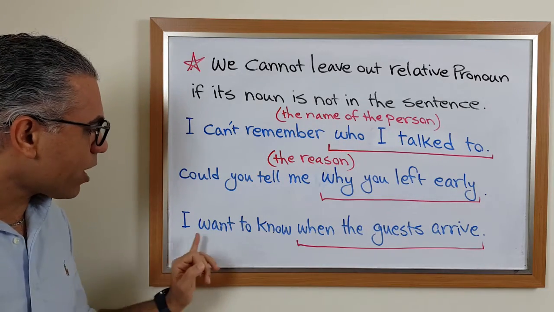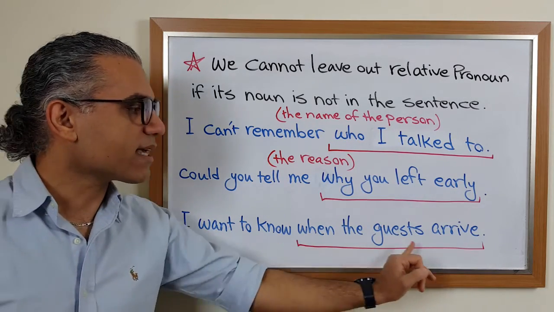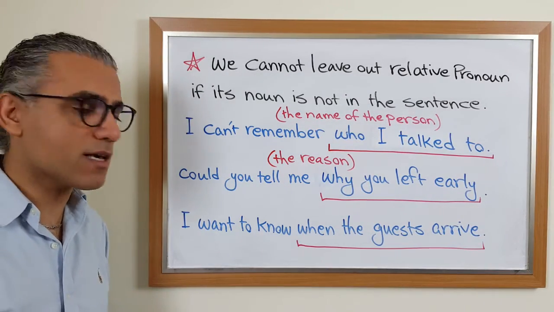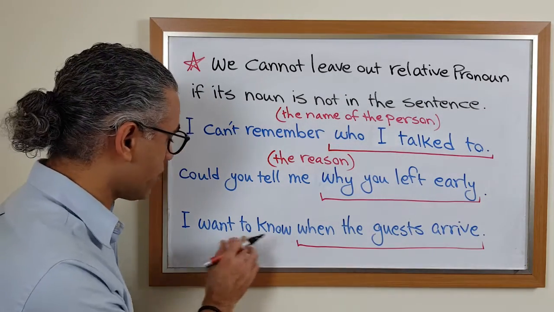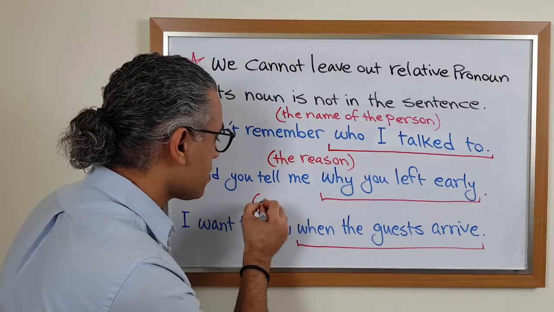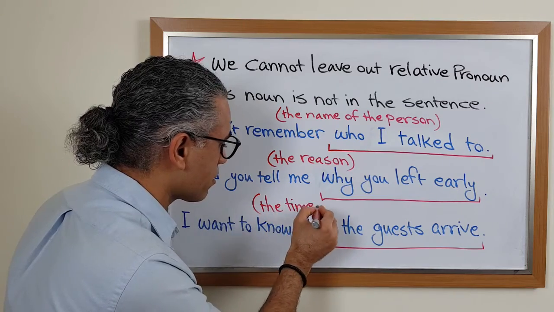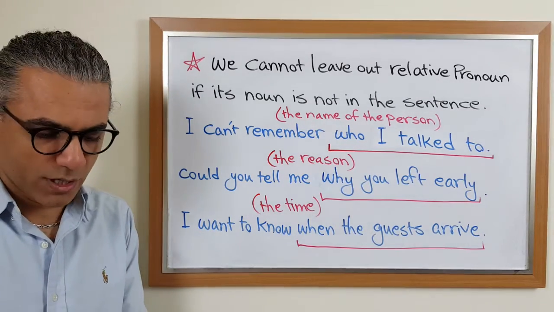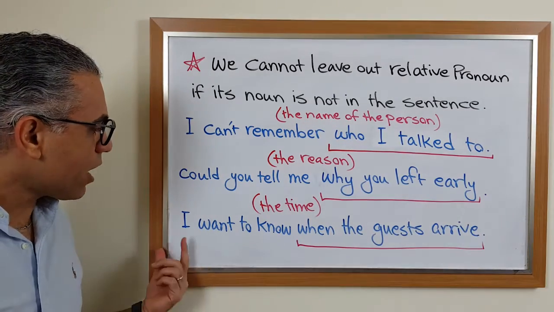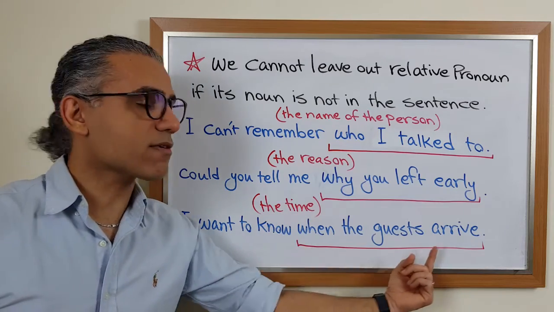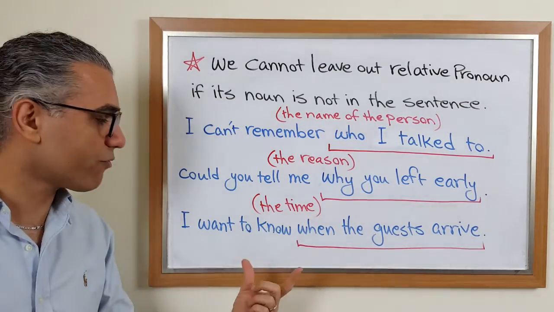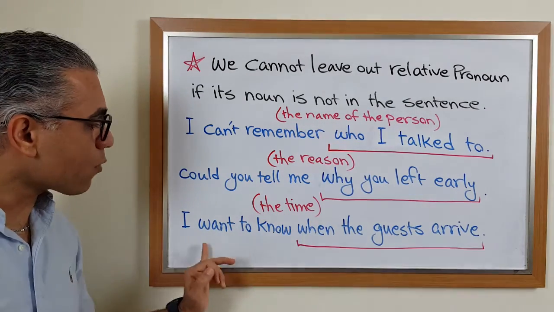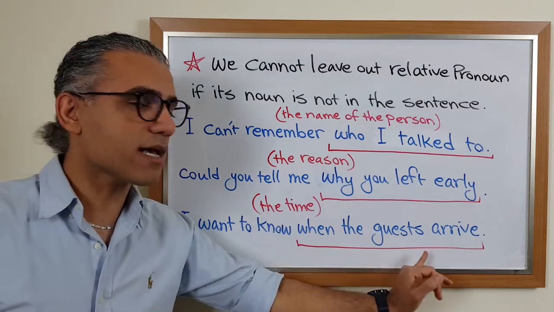Look at this example. I want to know when the guests arrive. Again, the noun is not in the sentence, but the pronoun is there. The hidden noun could be, I want to know the time, or the day, or the hour, or whatever in the same category. I want to know the time when the guests arrive. This is the hidden noun or the noun phrase. So if we put this in the sentence, we can easily remove when. We could say, I want to know the time the guests arrive.